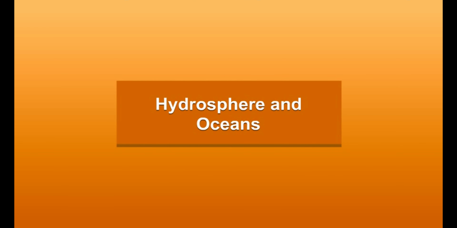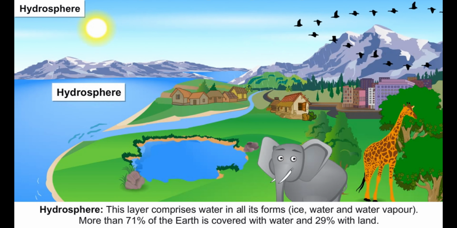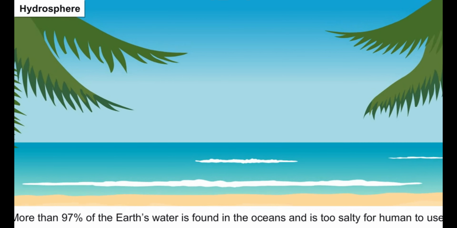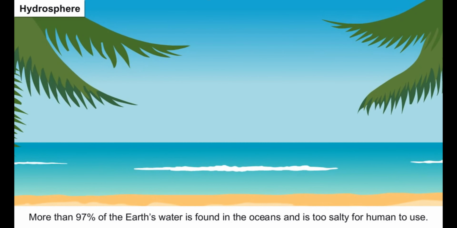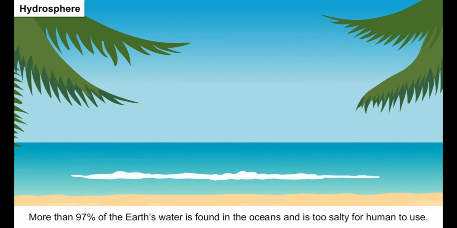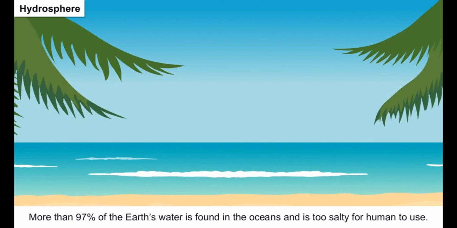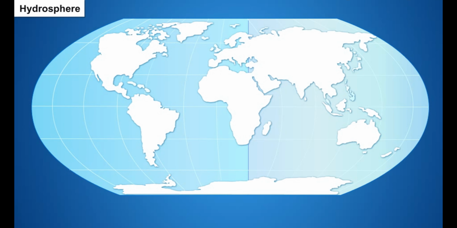Hydrosphere and oceans. Hydrosphere. This layer comprises water in all its forms: ice, water, and water vapor. More than 71% of the Earth is covered with water and 29% with land. More than 97% of the Earth's water is found in the oceans and is too salty for human to use. Oceans are the major part of hydrosphere.